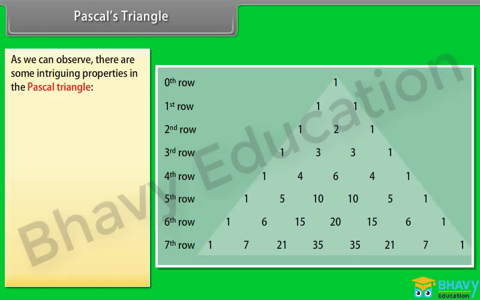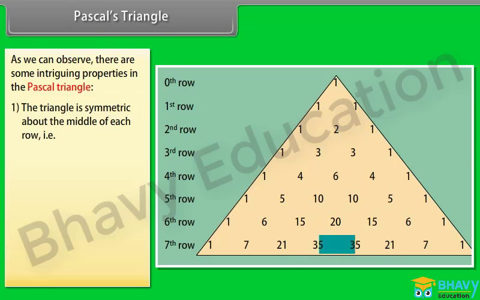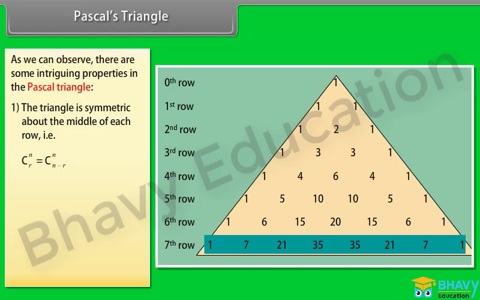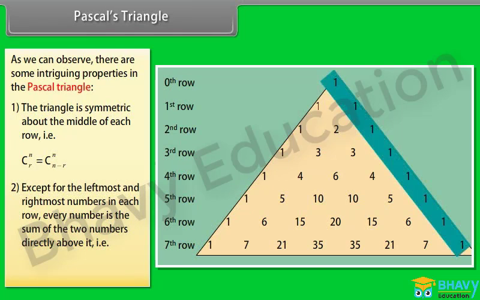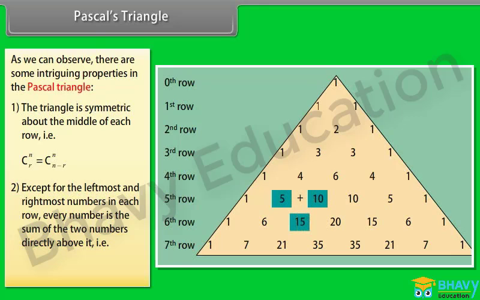As we can observe, there are some intriguing properties in Pascal's triangle. The triangle is symmetric about the middle of each row, that is, nCr is equal to nC(n - r). Except for the leftmost and rightmost numbers in each row, every number is the sum of the two numbers directly above it, that is, nCr = (n-1)C(r-1) + (n-1)Cr.